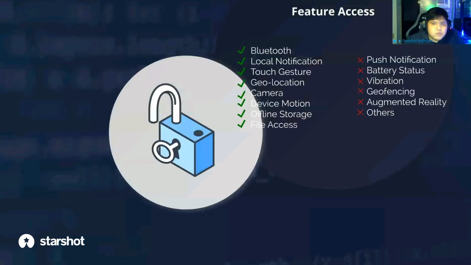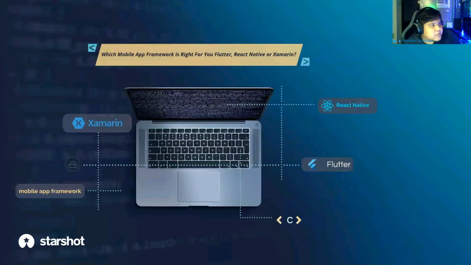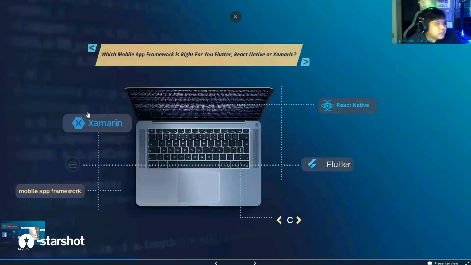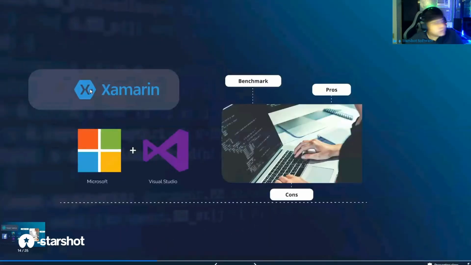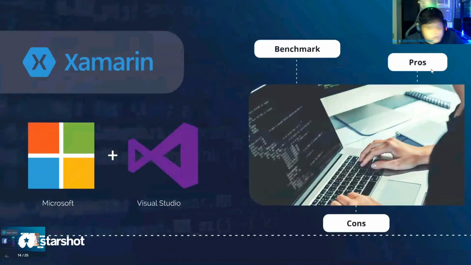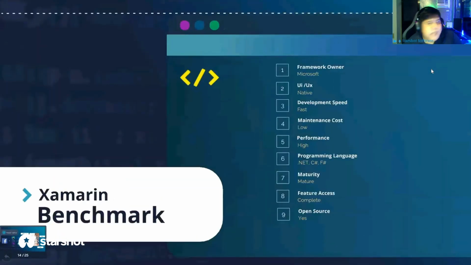Now, we will discuss the cross-platform native apps. I chose these platforms because they are the top 3 most famous platforms used in the market in 2020. So let's start with Xamarin. Now, in Xamarin, not all of you are familiar. Xamarin is a Microsoft cross-platform native solution. We build the apps using Visual Studio, and the programming language is .NET, which is C# or F#.